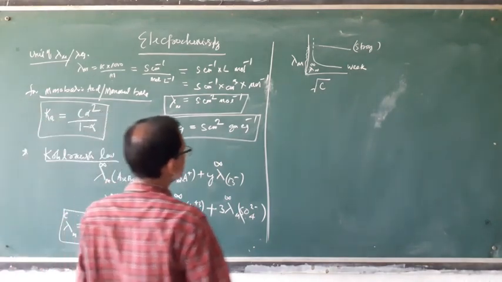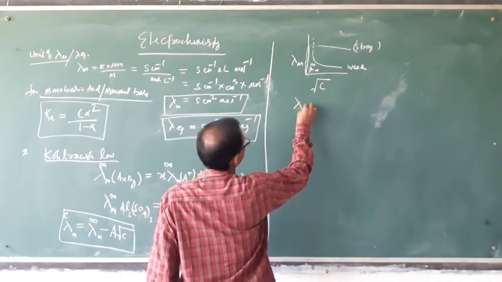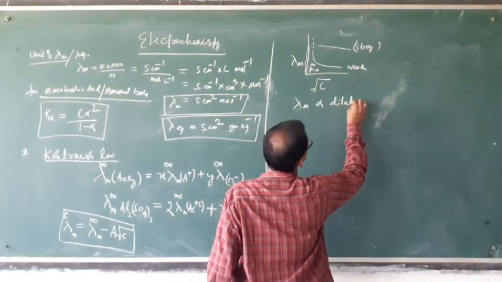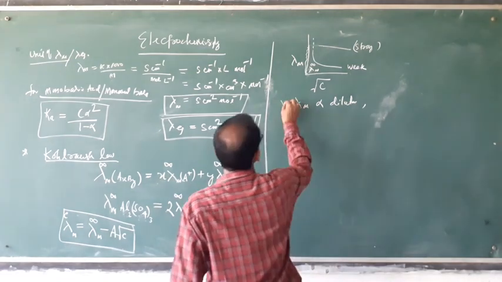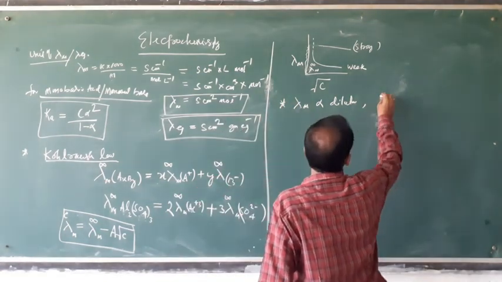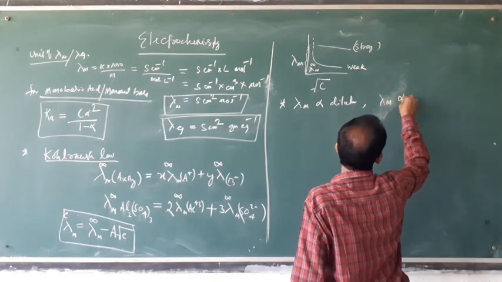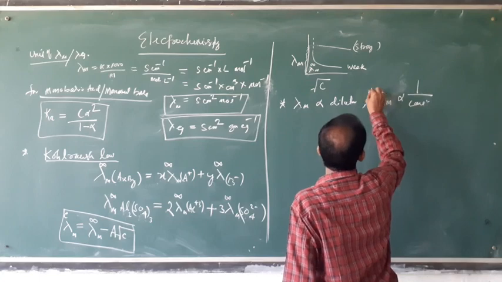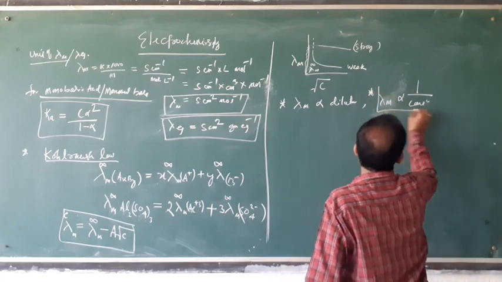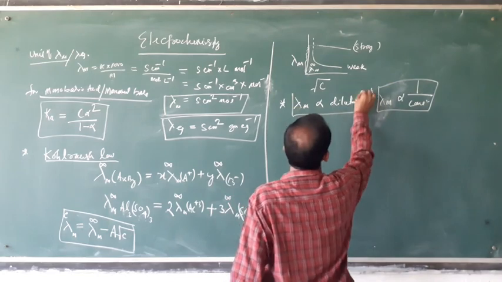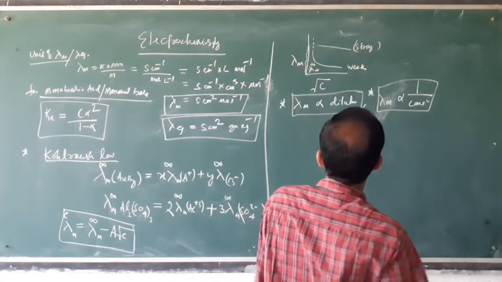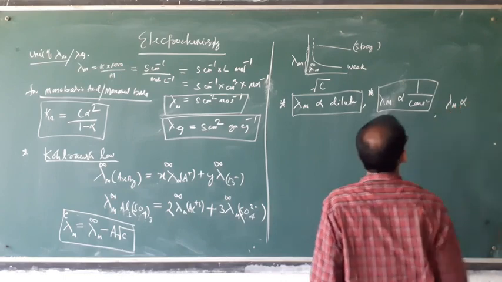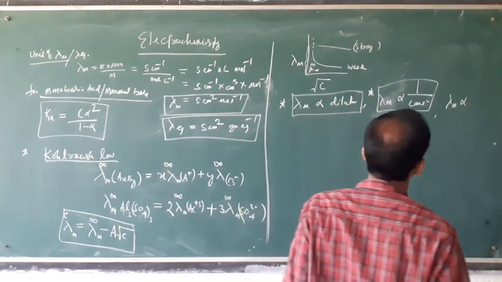Then it is also observed that lambda m is directly proportional to dilution. This is also an important relation. Lambda m is inversely proportional to concentration. This relation is also important. Then lambda m is directly proportional to, inversely proportional to size.